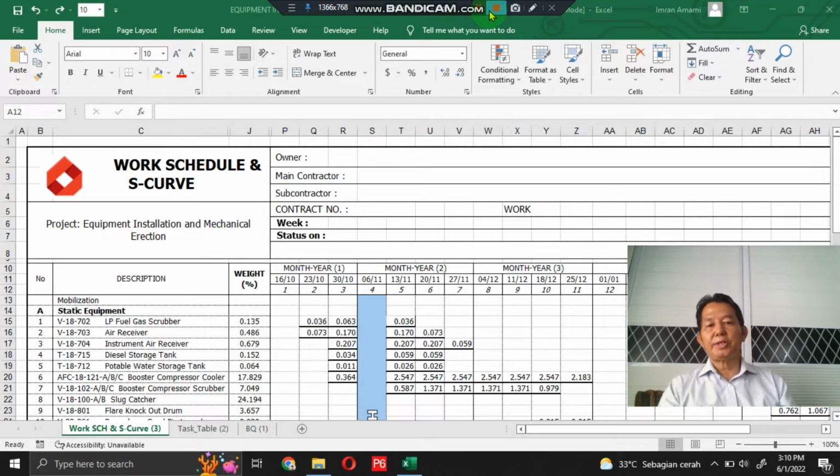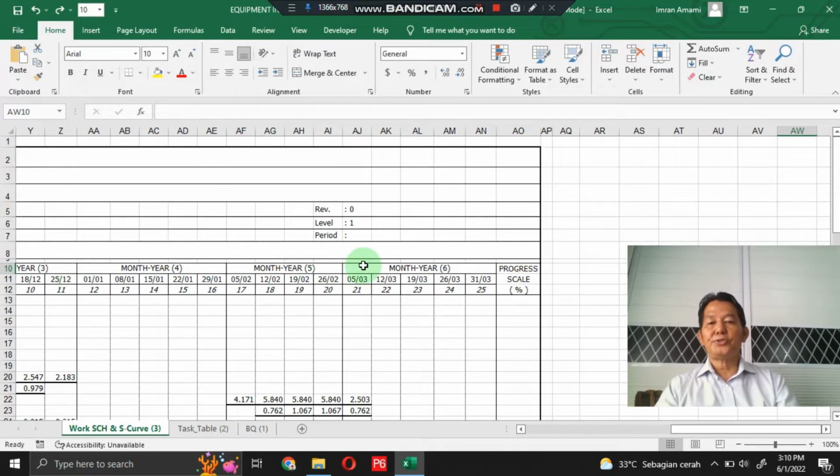Today I would like to share how to create a work schedule and S-curve for equipment installation and mechanical erection for construction projects in the oil and gas field. As seen on the screen here, the conditions in this template are a work duration of 6 months, or 25 weeks.